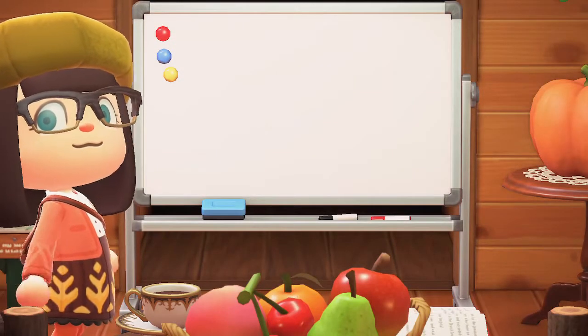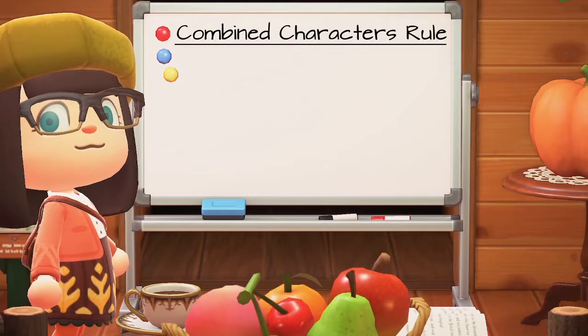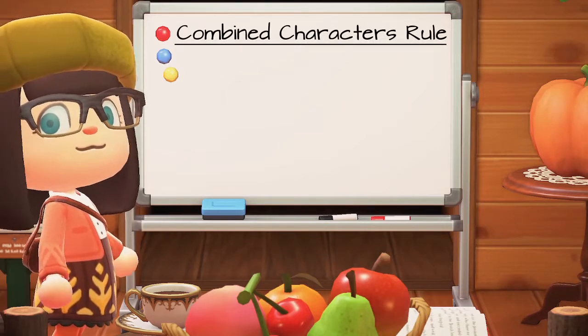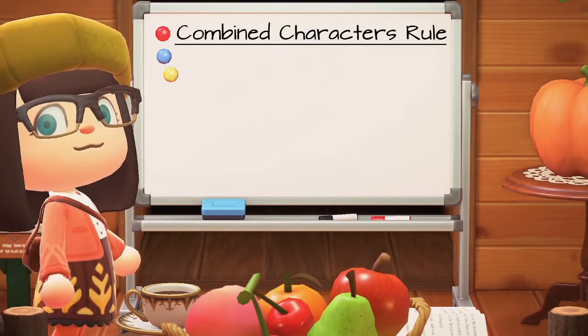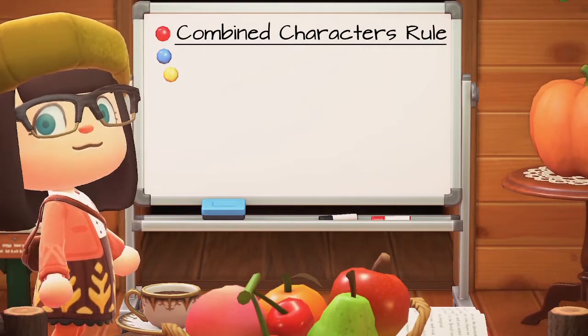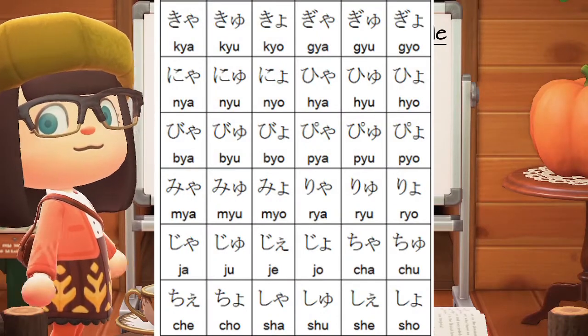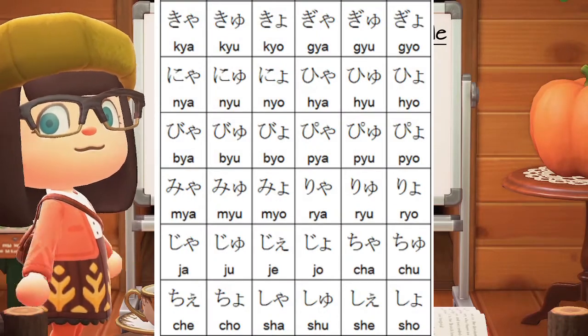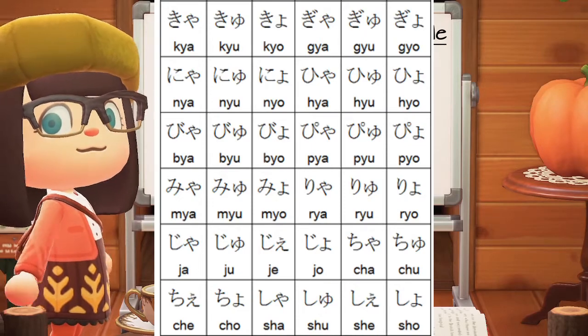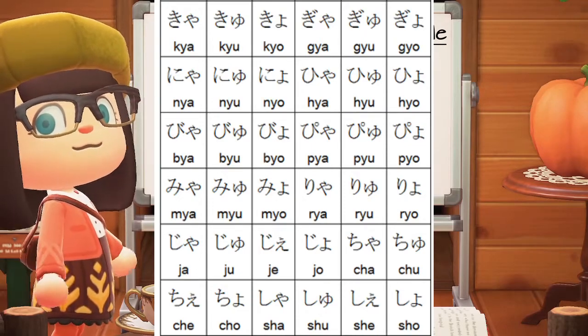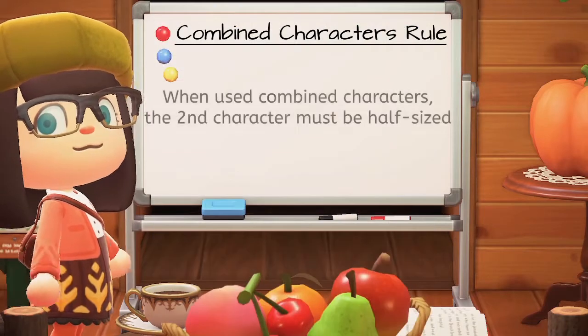Now let's go over the final rule, the combined characters rule. I mentioned this during our last Zoom meeting, and I'm just going to go over it a bit more today. This one isn't much of a rule, but more of an explanation about combined characters. When using combined characters that appear in the special hiragana chart, the second hiragana character that is combined must be small or half-sized, like what you did with hiragana tsu in the double consonant rule.